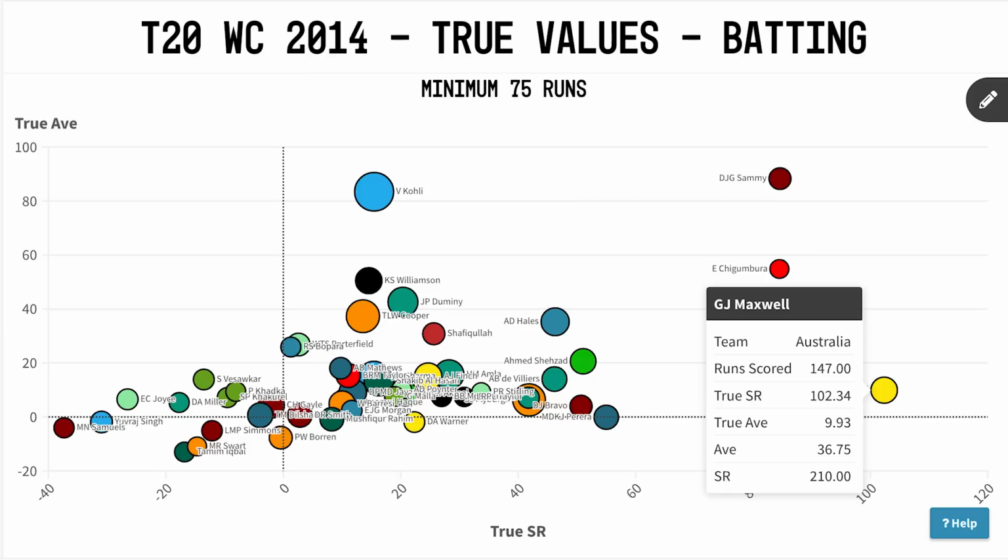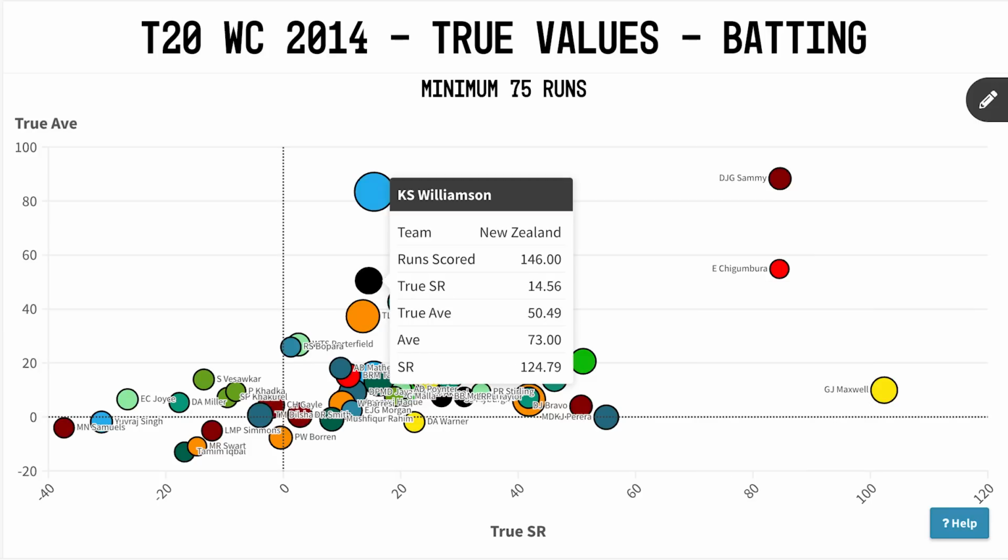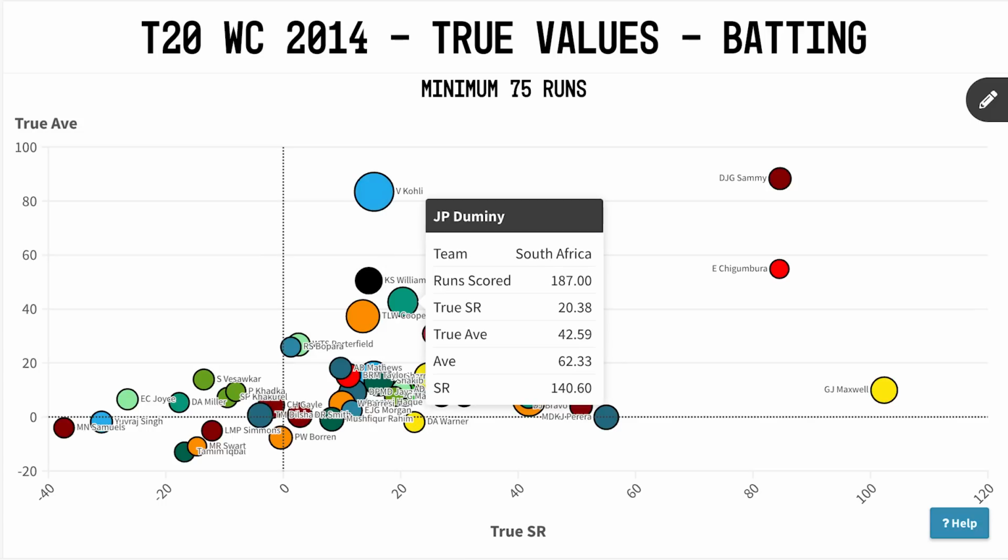Let's look at the next cluster of batters. Kane Williamson did what Kane Williamson does, and he anchored the innings at a great true average of 50 and a decent true strike rate of 15. JP Duminy did a similar kind of role as well.